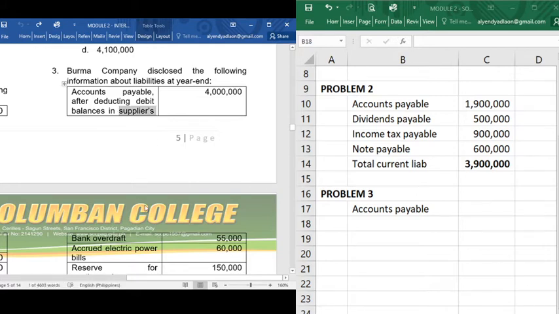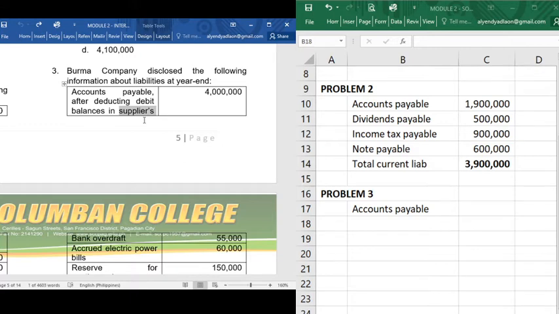Debit balance in suppliers' accounts represents any advance payments by Burma Company, the entity, to its supplier. Now, since that is an advance payment of the entity to its supplier, that means that is more like a prepaid asset. Okay? Or a prepaid account. So take note that prepaid accounts are assets. Since this is an advance payment to the supplier, we have a receivable merchandise. Okay, so what is the treatment of this? Debit balances in suppliers' accounts.